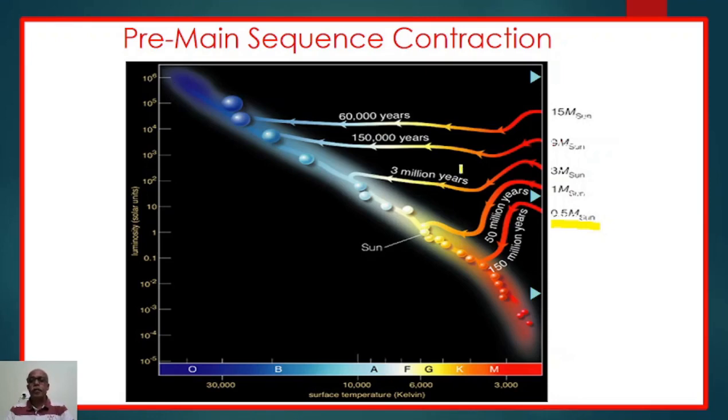It is also shown that the time taken for the star to form: the larger the mass of the star, the lesser the time taken to form the star. You can see here, if the mass of the star is 15 times the solar mass, the time taken will be about 60,000 years. If it is 9 times the solar mass, then the time taken to appear on the main sequence is 150,000 years, and so on. Larger the mass, lesser the time taken to form the star. Lesser the mass of the star, larger the time taken to form the star and to appear on the main sequence.